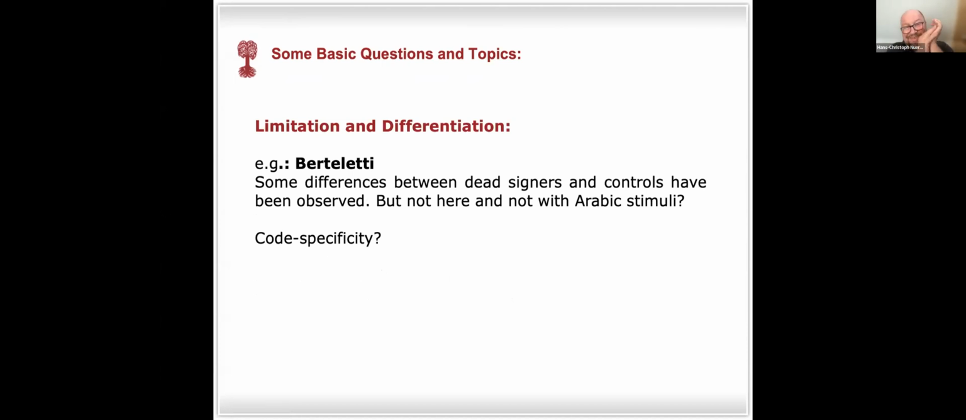Then there is the difference between deaf signers and controls. Some differences between deaf signers and controls have been observed, but not in their study. You showed some studies where we found, for instance, sub-base 5 effects, but not in your study, not with Arabic stimuli. And the question, of course, is code specificity. For instance, we didn't observe so many differences with Arabic stimuli, but we observed more with finger patterns, which are the same for hearing and non-hearing persons in German, and with number words. So the code you use might also determine whether you find language effects or not.